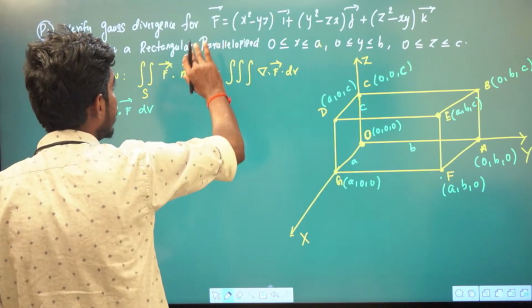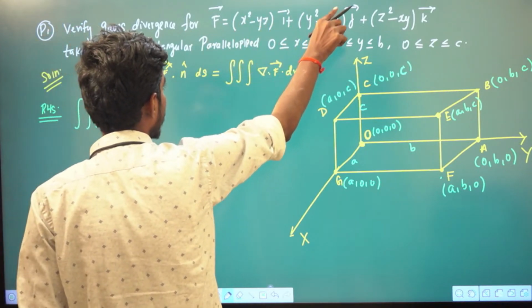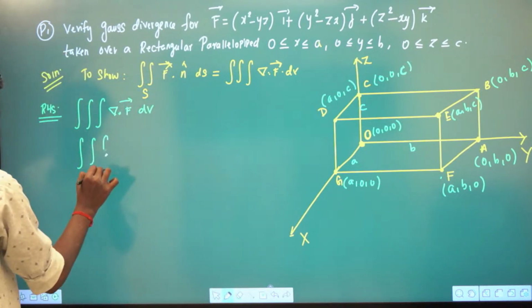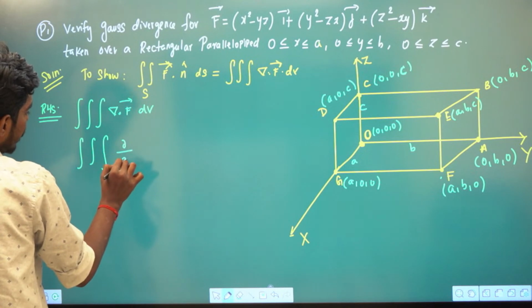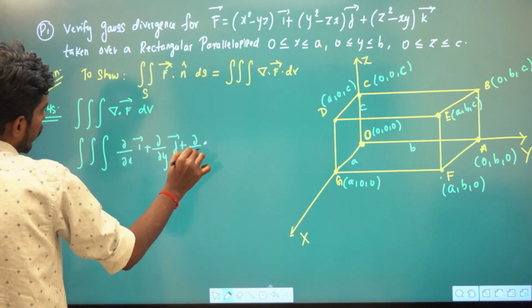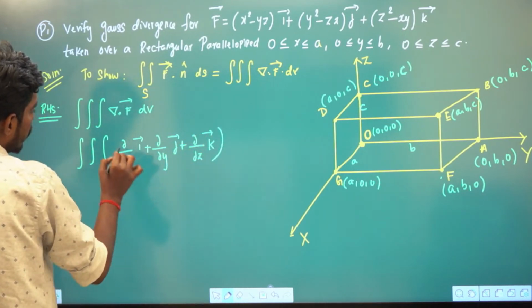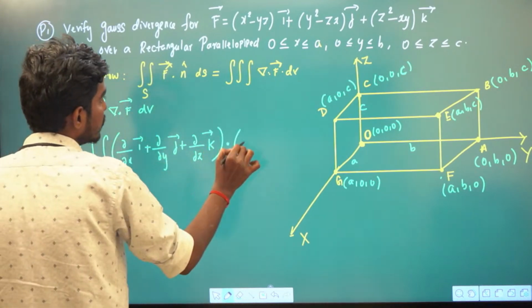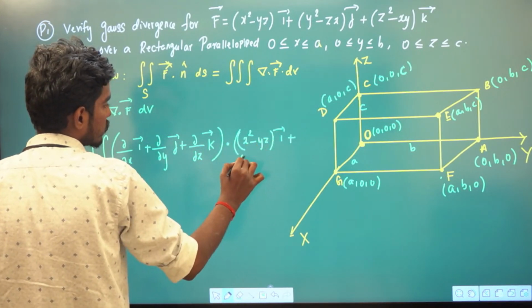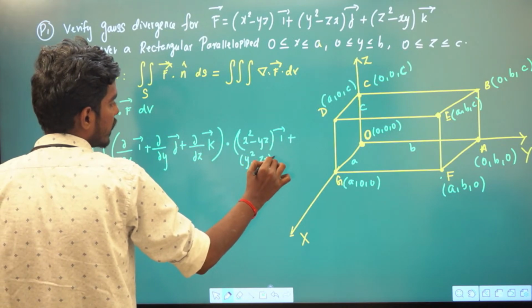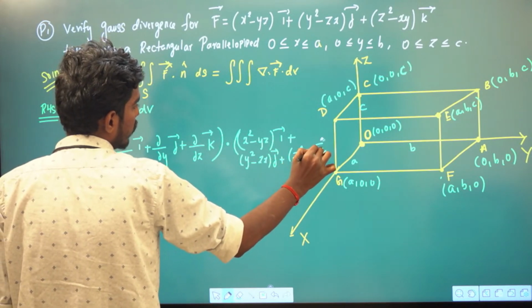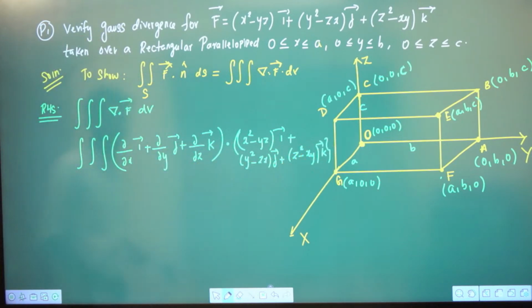So if f is this, del dot f is dou by dou x of this, dou by dou y of this, dou by dou z of that. Let me recall all this. Del is the gradient: dou by dou x of i vector, dou by dou y of j vector, dou by dou z of k vector. Gradient dot f. Now what is f? They have given x square minus yz i vector plus y square minus zx j vector plus z square minus xy k vector. Now you have to make a dot product with this.